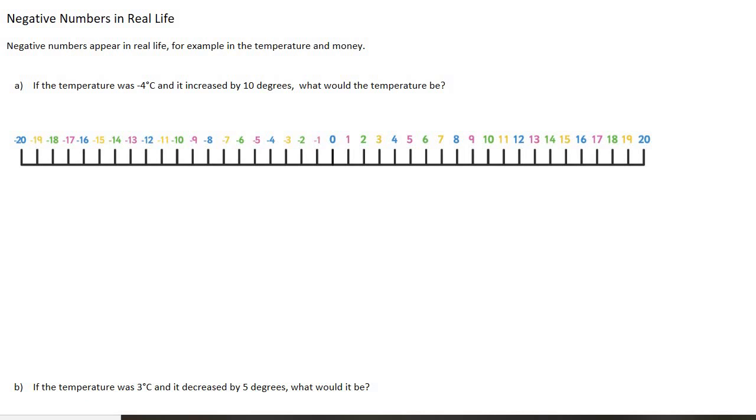We're going to have a look now at some negative number questions in real life. Negative numbers appear in lots of places in real life. Two of the most common examples are in temperature and money. So let's try some questions with that.